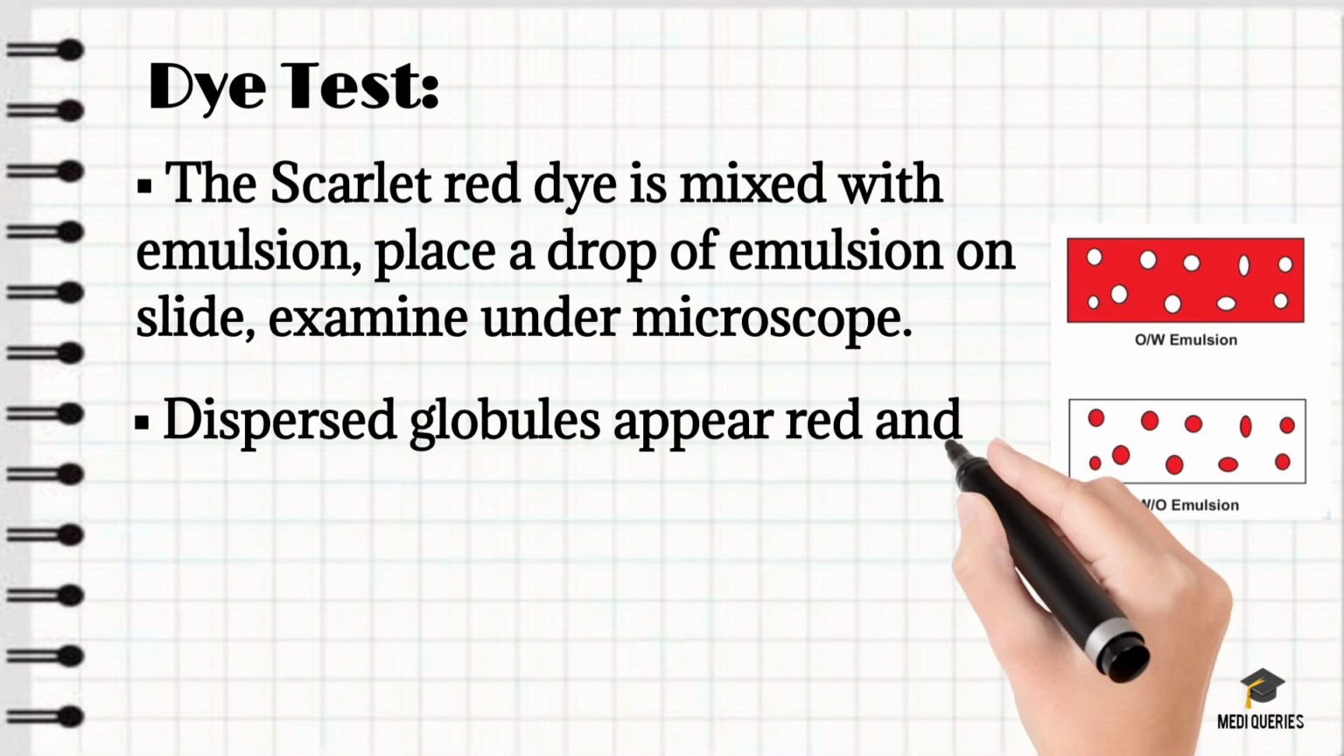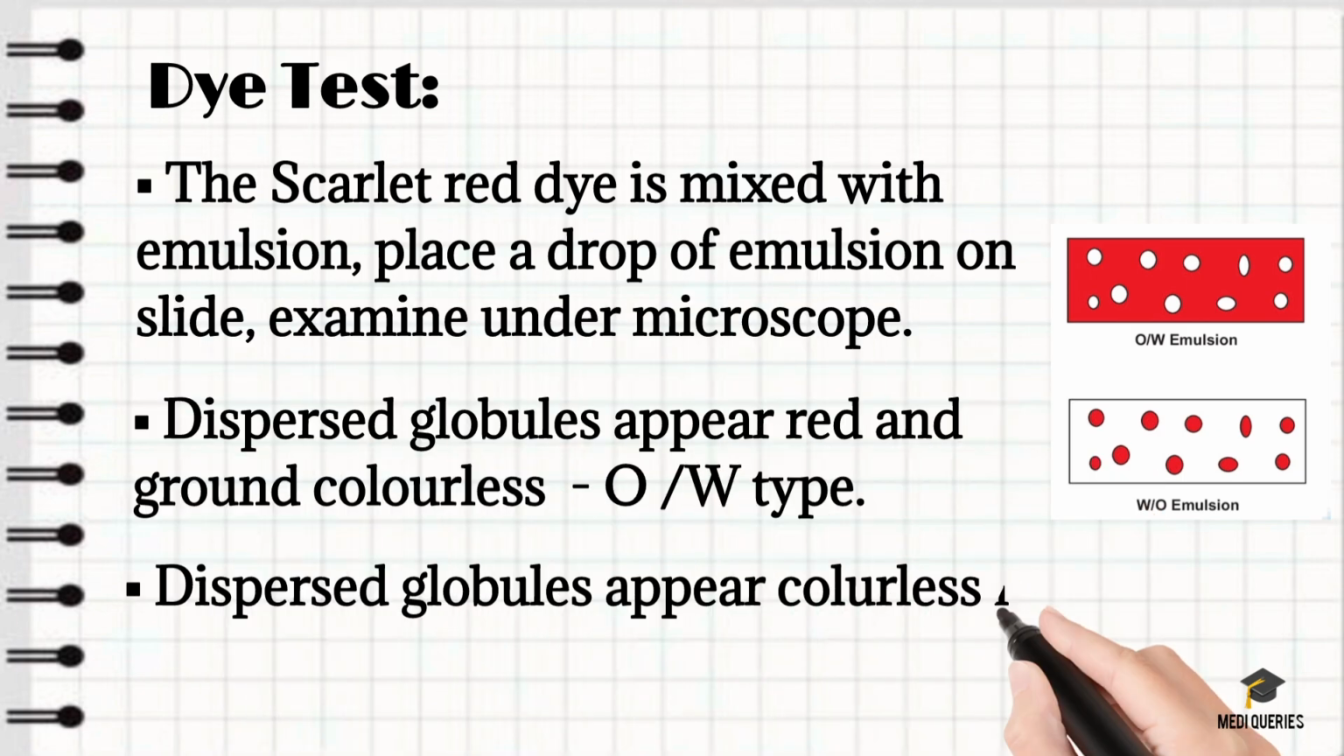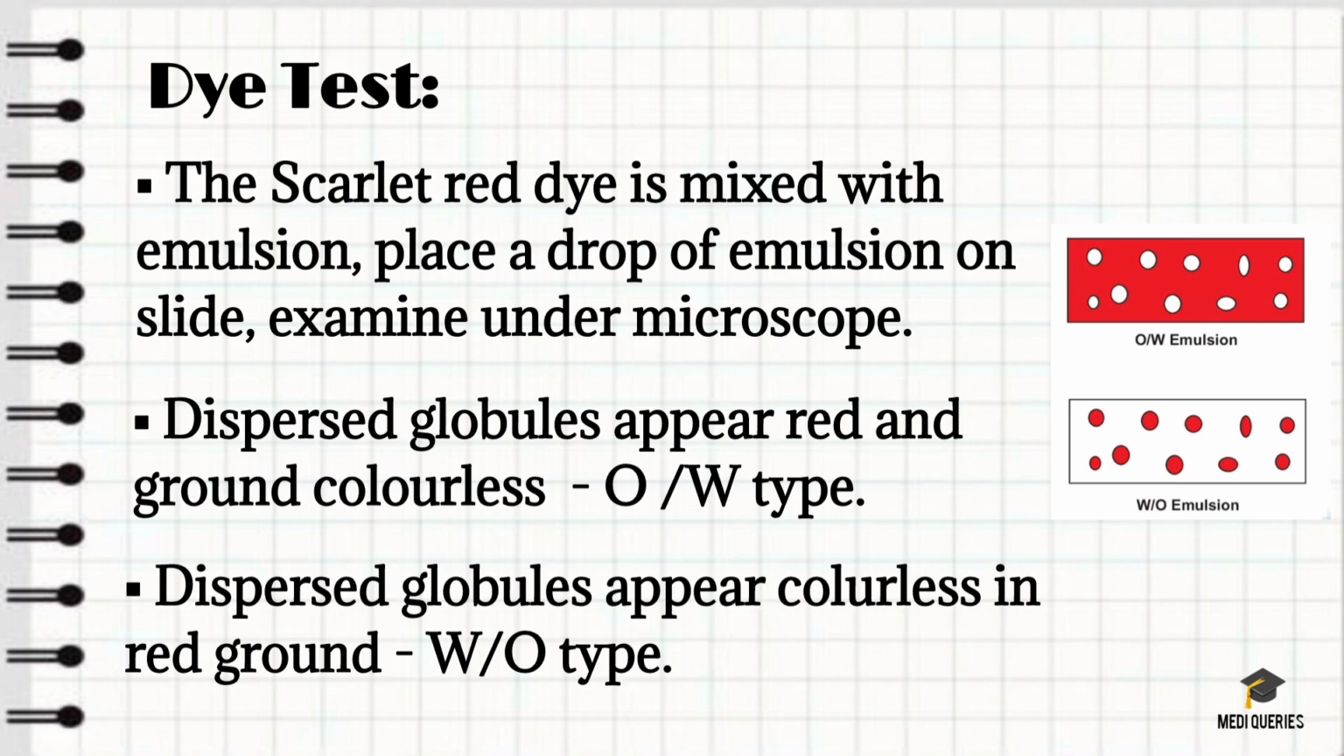The scarlet red dye is mixed with the emulsion. Place a drop of the emulsion on the microscope slide, cover it with a cover slip, and examine it under a microscope. If the dispersed globules appear red and the background is colorless, the emulsion is said to be O/W type.